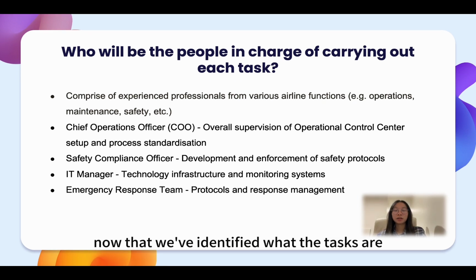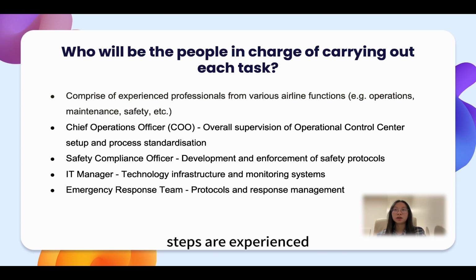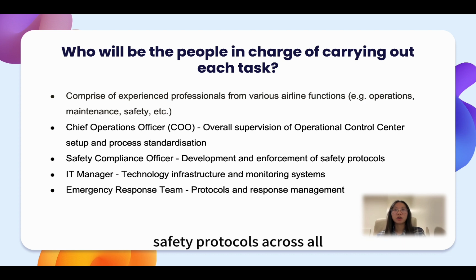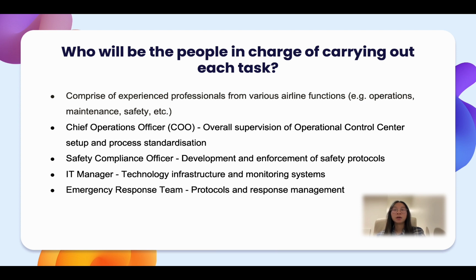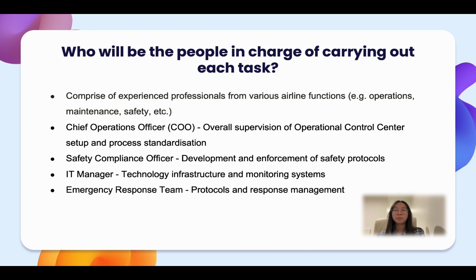Now that we've identified what the tasks are, the people responsible for carrying out these steps are experienced professionals from various airline functions. The Chief Operations Officer will provide overall leadership and supervision in setting up the OCC. The Safety Compliance Officer will develop and enforce safety protocols across all OCC processes. The IT Manager will implement systems for real-time monitoring, data analysis, and efficient information flow. And finally, the Emergency Response Team will collaborate to formulate protocols for effective crisis management.